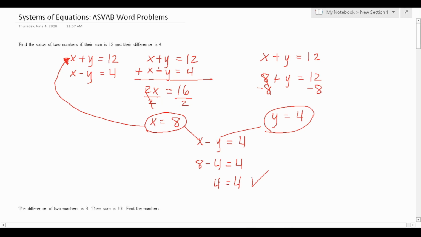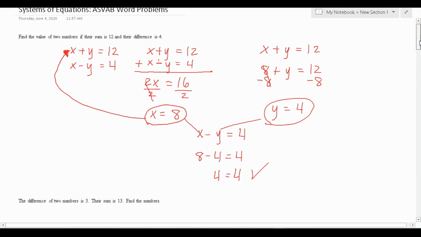Again, this is a fairly simple one, and as you probably agree, the hardest part was going from the word problem to a system of equations. So you'll get a lot of practice doing that in today's video.